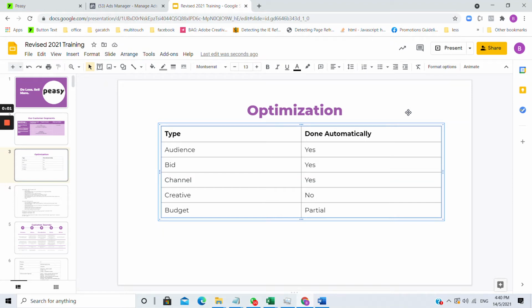Hi, let's learn today a bit about campaign optimization. Creating and deploying the campaign is only the first step. What is more important is campaign optimization.